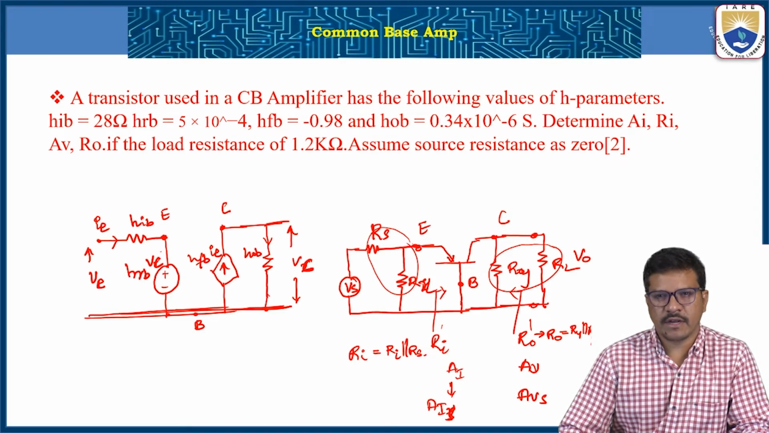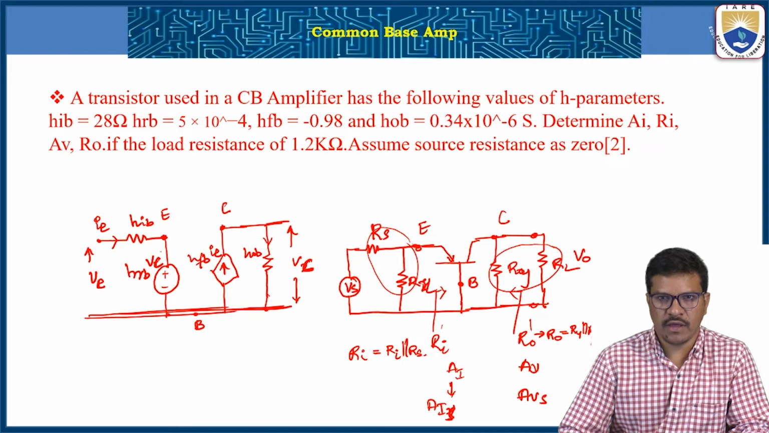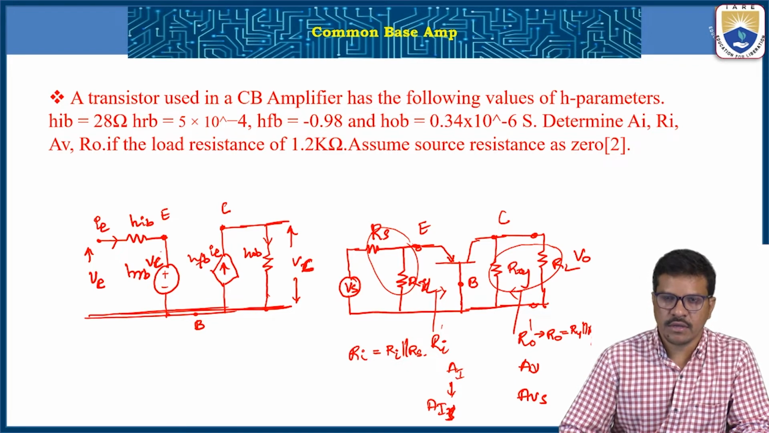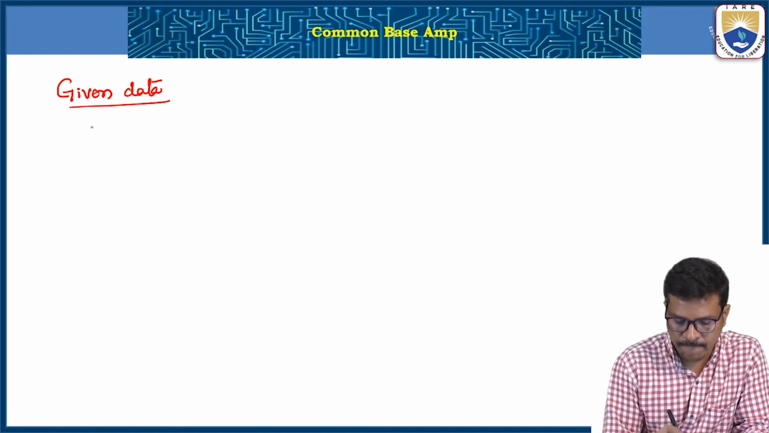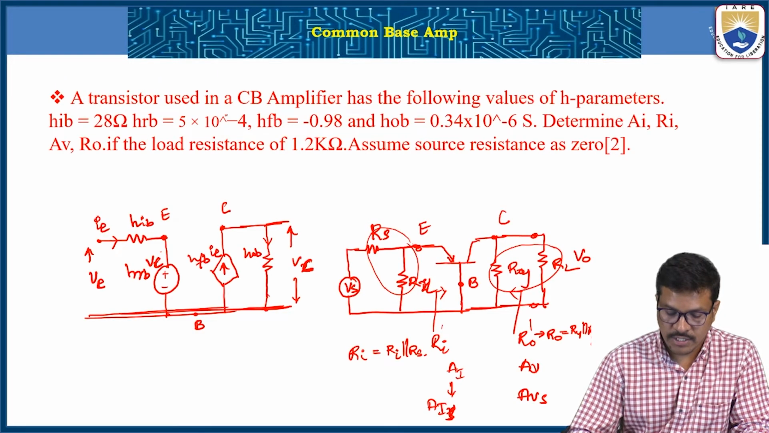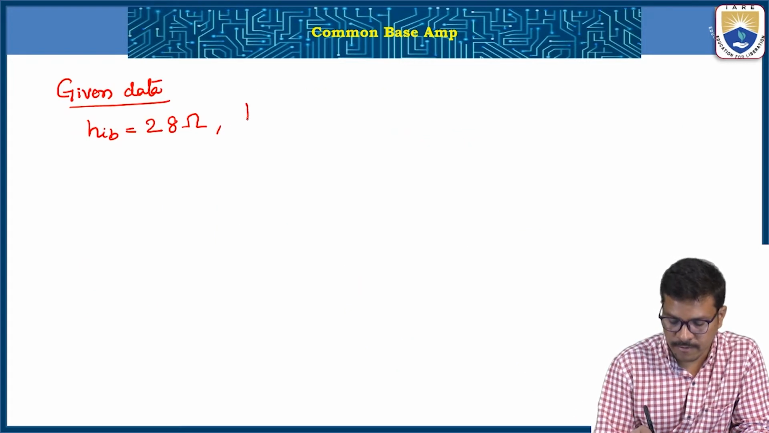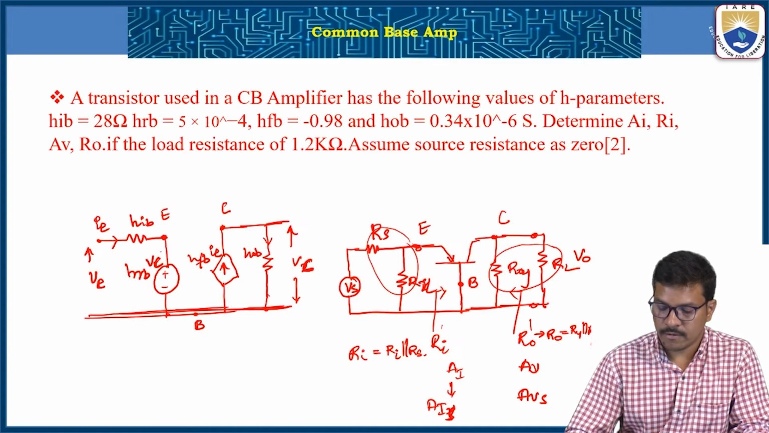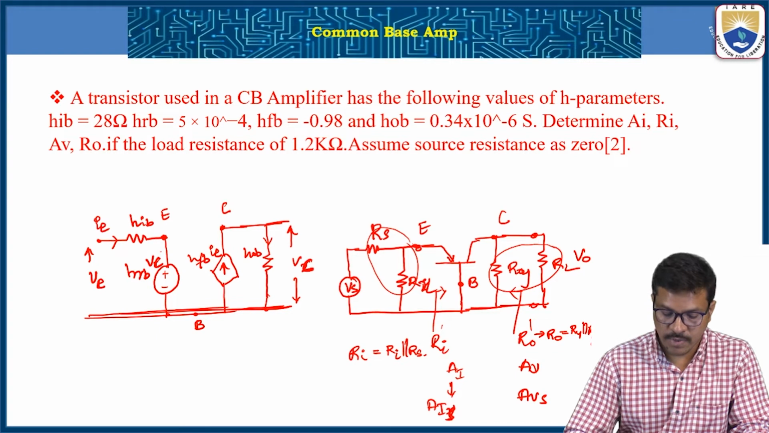input impedance for common base configuration, common base amplifier, HIB is equal to 28 ohms. HFB is minus 0.98. HRB is 5 into 10 to the power of minus 4.